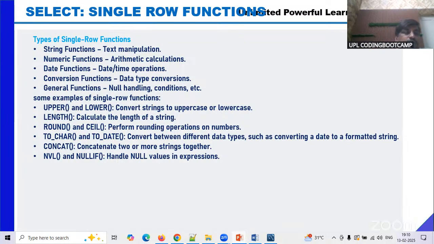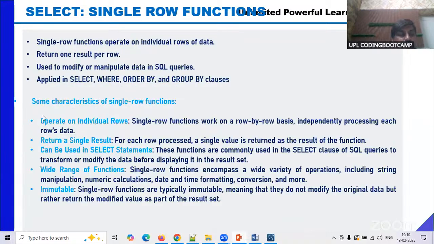So these are the different categories we have. The common functions are UPPER, LOWER, LENGTH, ROUND, CEIL, TO_CHAR, TO_DATE, CONCAT, and NVL. So these are the different types of single row functions. Now, what are the characteristics of single row functions? They operate on individual rows, and return a single result.